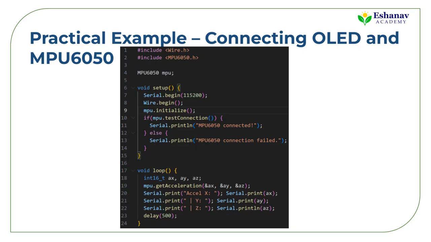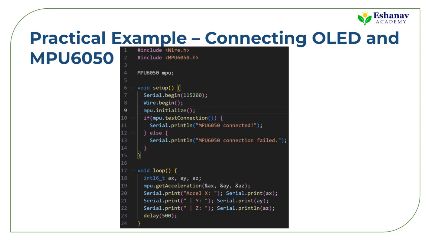This program reads acceleration data from the MPU6050 sensor using the ESP32. First, the Wire library is initialized for I2C communication, and the MPU6050 object is created. In the setup function, the sensor is initialized and its connection is tested. If successful, the serial monitor confirms that the MPU6050 is connected.